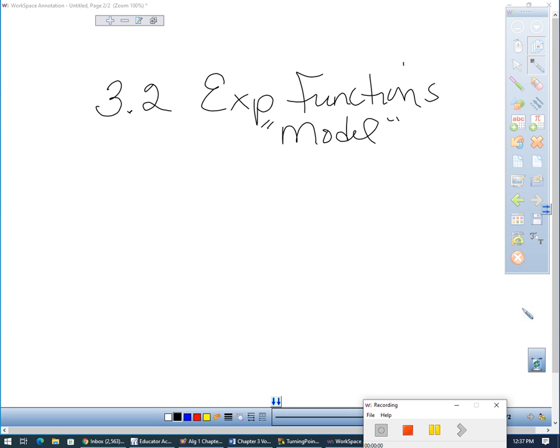section, but not today. Okay? That's why I've kind of split it up into two different pieces.